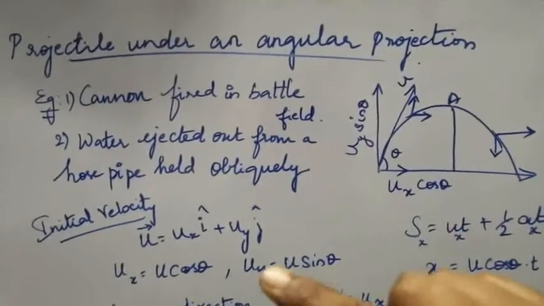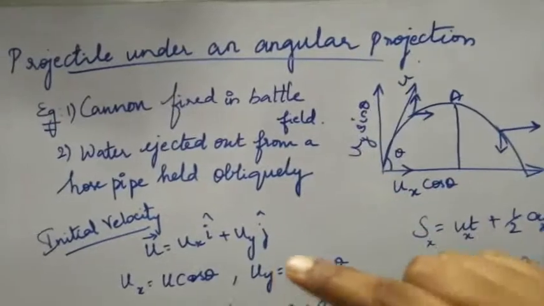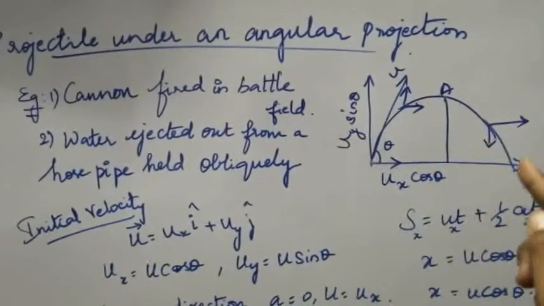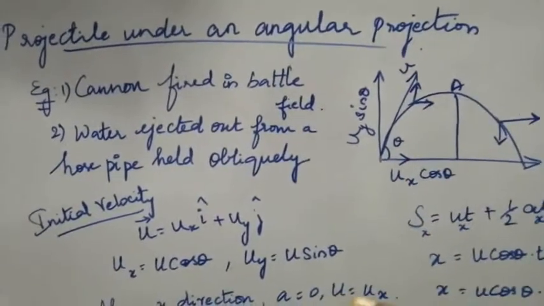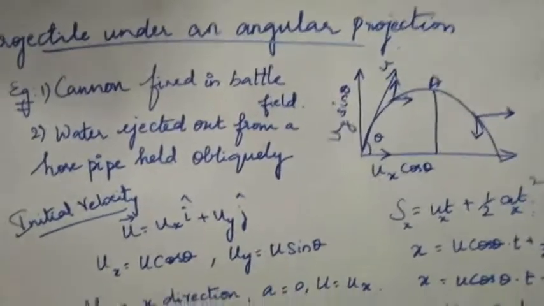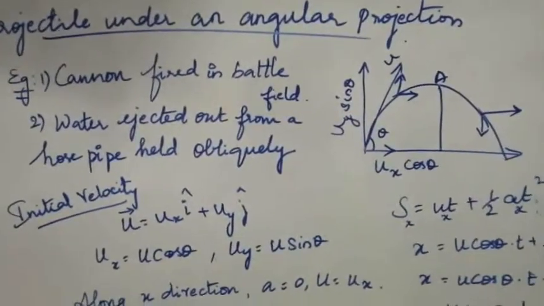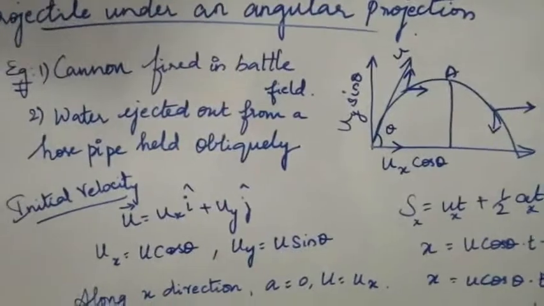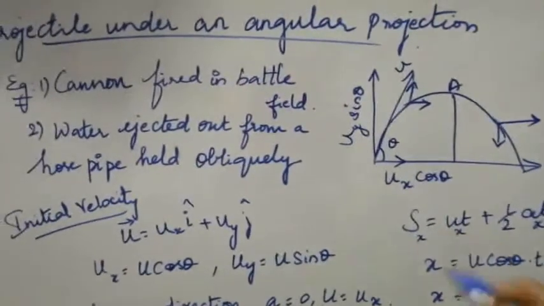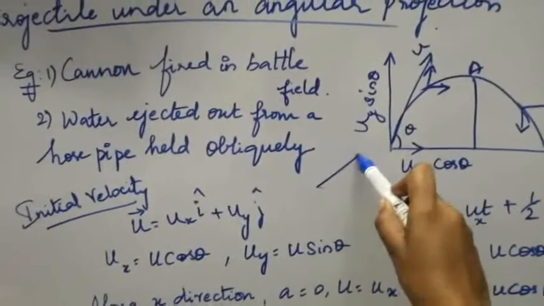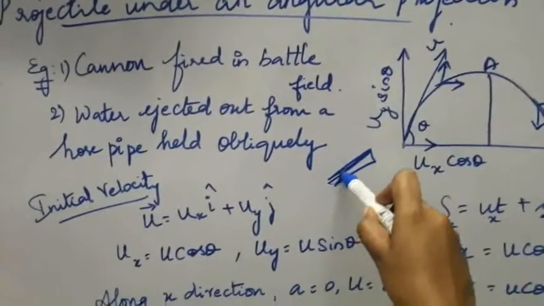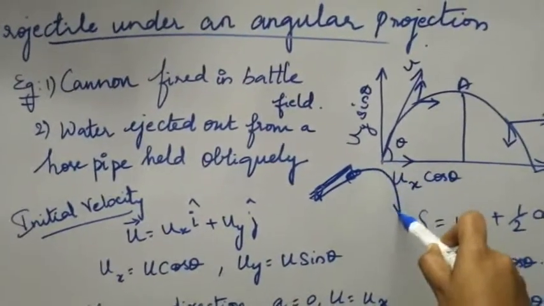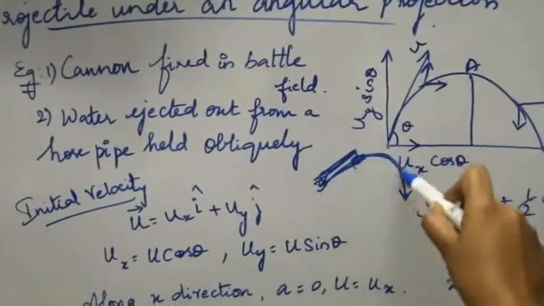The object will be thrown into the air at some angle, then it makes a projection like this, which is with some angle theta. For example, a cannon fired in the battlefield. So how will the cannon be fired? The cannon will be at some angle like this, and from this point the bullet will be fired and it will drop down here. So this makes a complete projection, right?